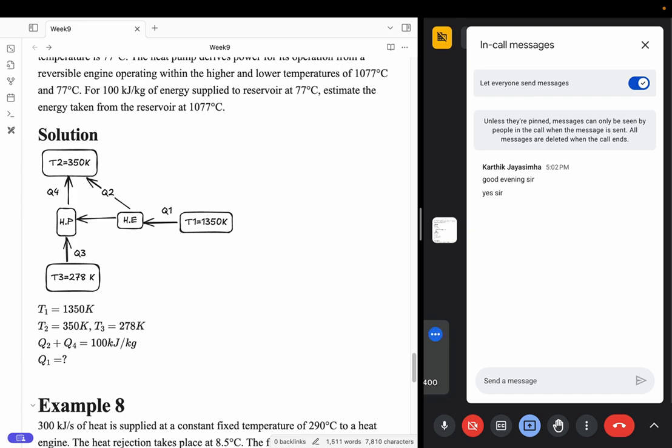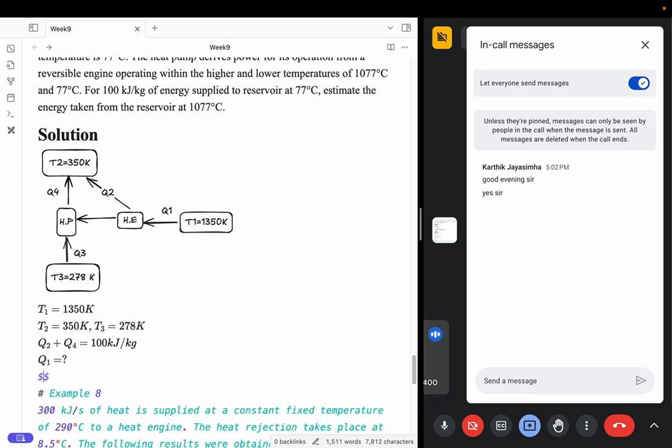So how do I do that? How do I relate Q2 and Q1? If you can relate Q2 with Q1, this Q2 will be replaced with Q1 and some terms, and if you can relate Q4 with Q1, then this again will be replaced with Q1, and eventually you'll have one equation in terms of Q1, so you can directly get Q1 from that. So we use again the same relation.